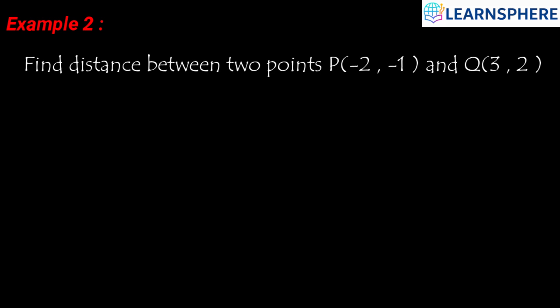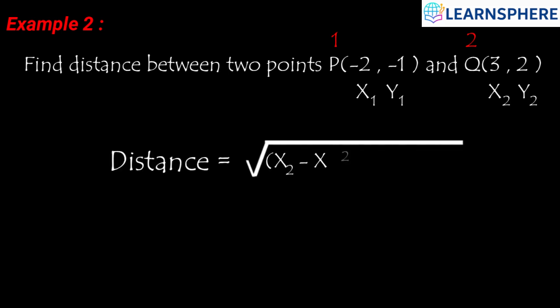Firstly, we can label point P as point 1 and point Q as point 2. Therefore, we will get x1 to be -2 and y1 to be -1. And in Q, x2 to be 3 and y2 to be 2. Next, we have to write down the formula, which is distance equals the square root of (x2 minus x1) squared plus (y2 minus y1) squared.